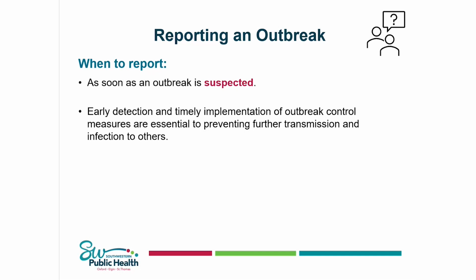The early detection of outbreaks is critical, and of course, the timely implementation of control measures in preventing further transmission. So the sooner we identify a possible outbreak and get those control measures in place, the better. It can lead to decreased outbreak duration and, of course, decreased risk of spread, so fewer cases, which ultimately will lead to hopefully decreased complications and severe outcomes if we have fewer cases.